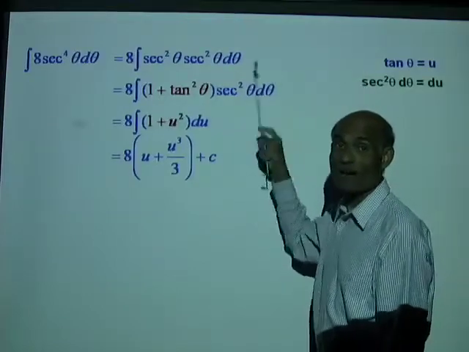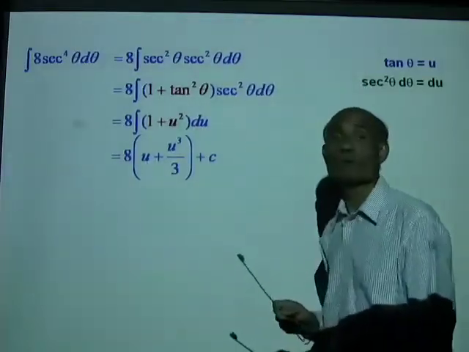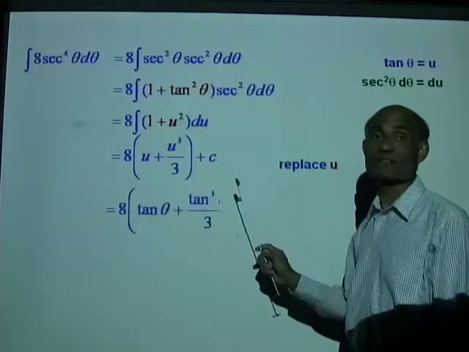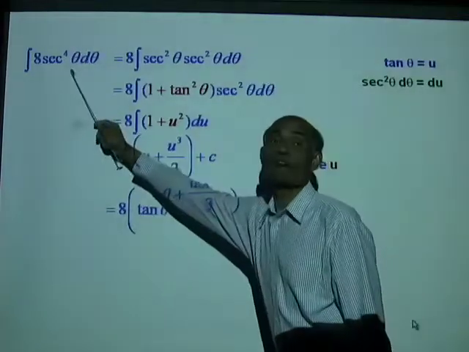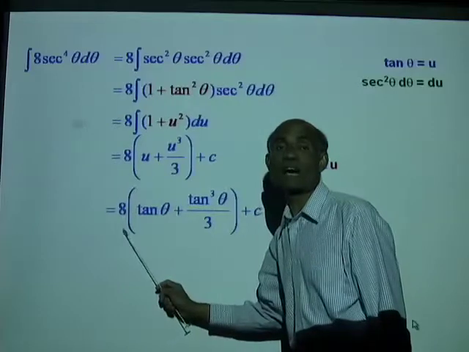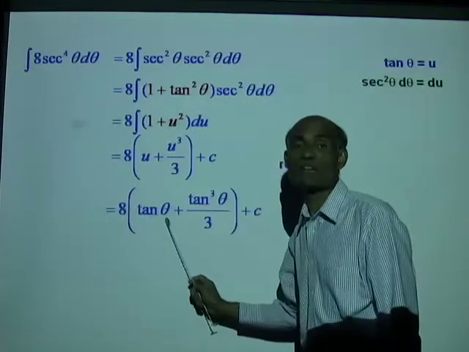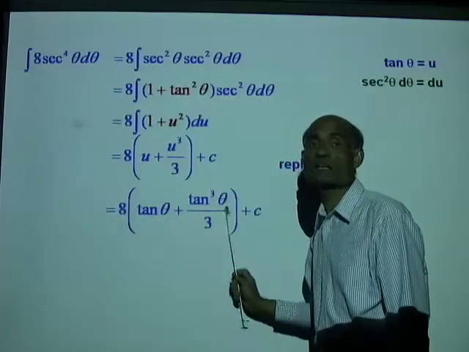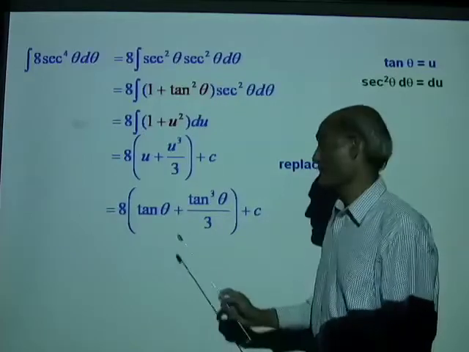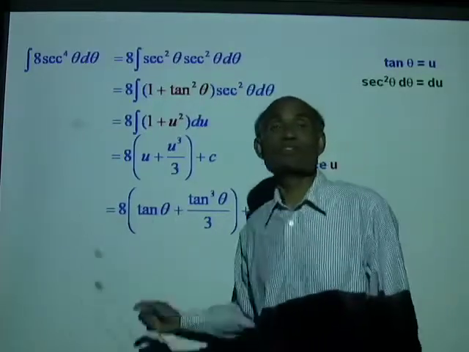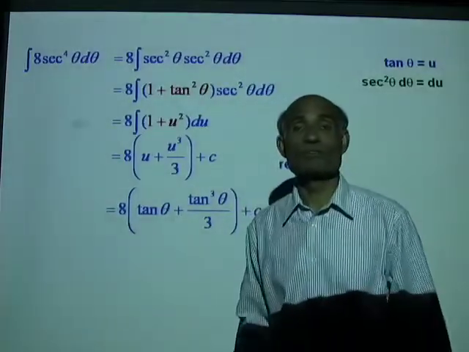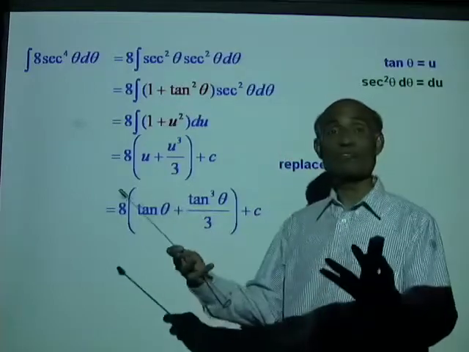Well, we bring back our substitution. What is our u? U is tan theta. So the value of that integral is now 8 times tan theta plus tan cubed theta plus c. But again, this is not the result that we want. We want the result in terms of x.